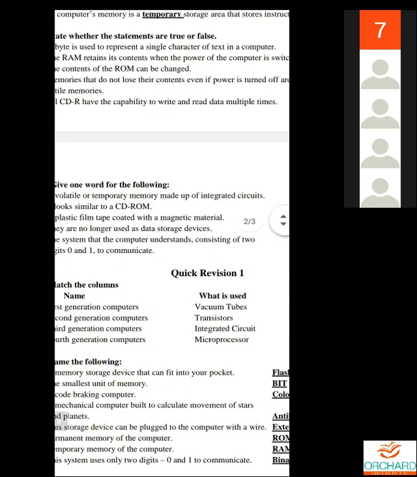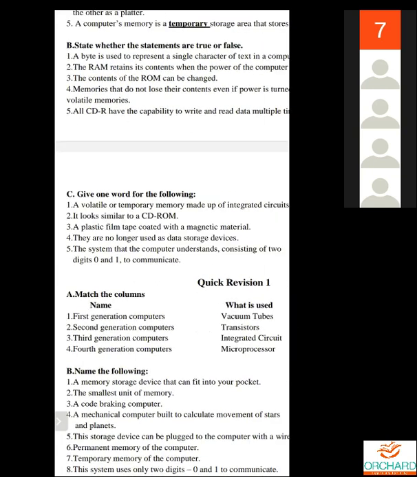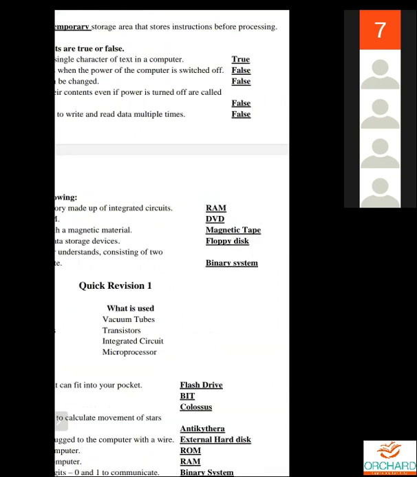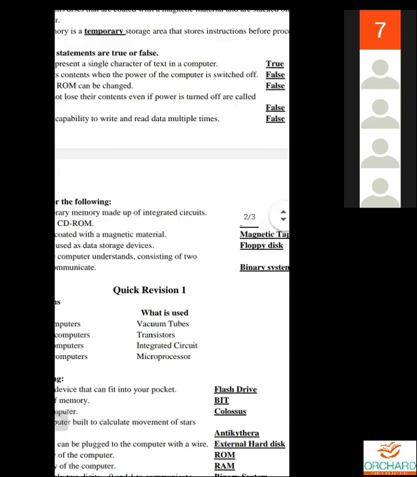Fifth one, the system that the computer understands, consisting of two digits 0 and 1 to communicate, is called the binary system. The computer does not understand our human language. It will understand only machine language. That machine language consisting of only zeros and ones is called binary language. We can say this as the binary system.